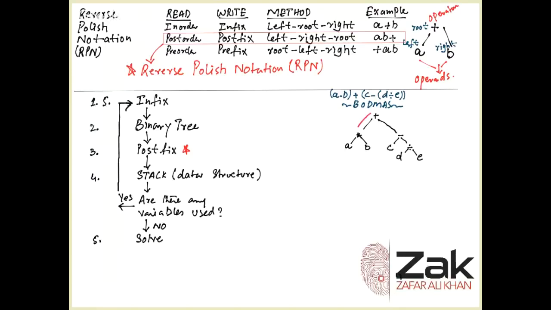So we have to go with the order. A, then B, then multiply, then C, then D, then E, then divide, then minus, then plus.